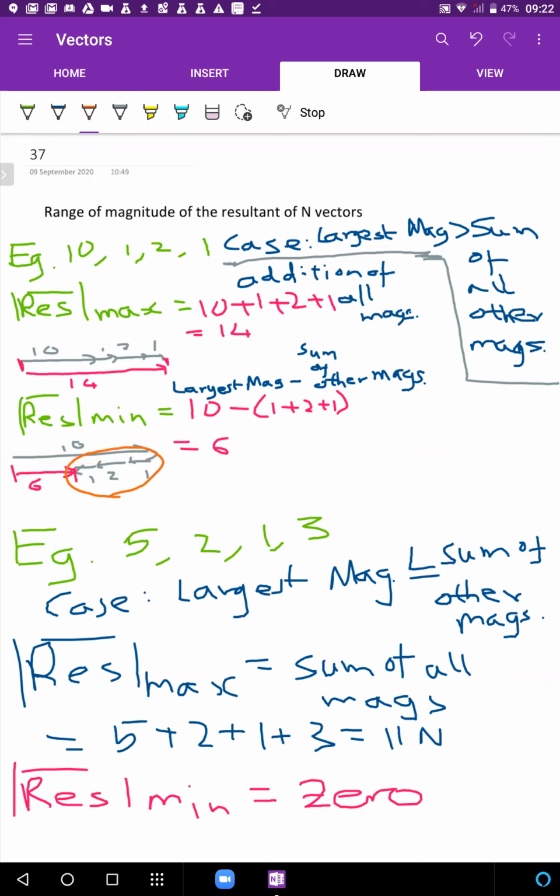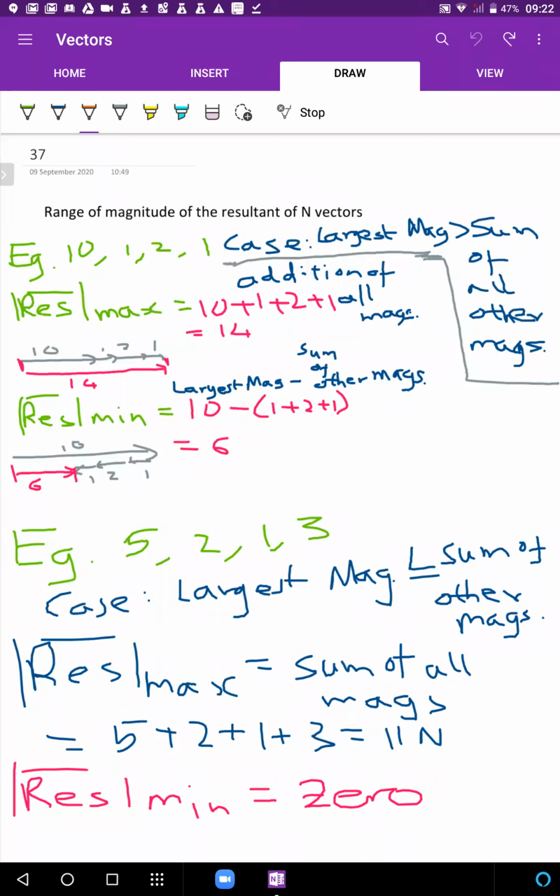तो बाकी सबका कंबाइंड स्ट्रेंथ कितना है? 1 plus 2 plus 1, 4 है. तो 10 को हम 4 के स्ट्रेंथ से अपोज करने की कोशिश करेंगे. What will be left? 10 minus 4, 6 will be left, right? That is my minimum resultant.